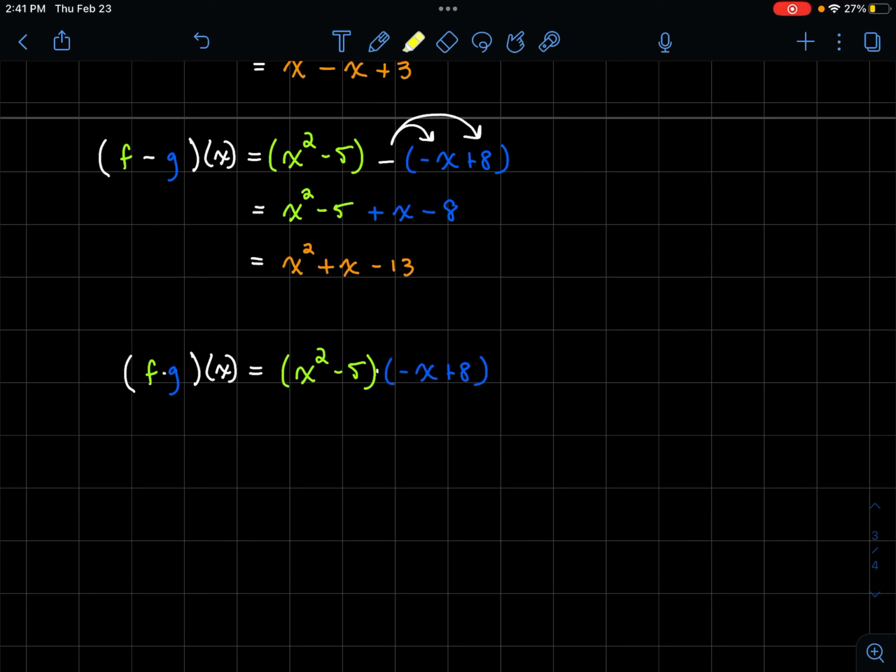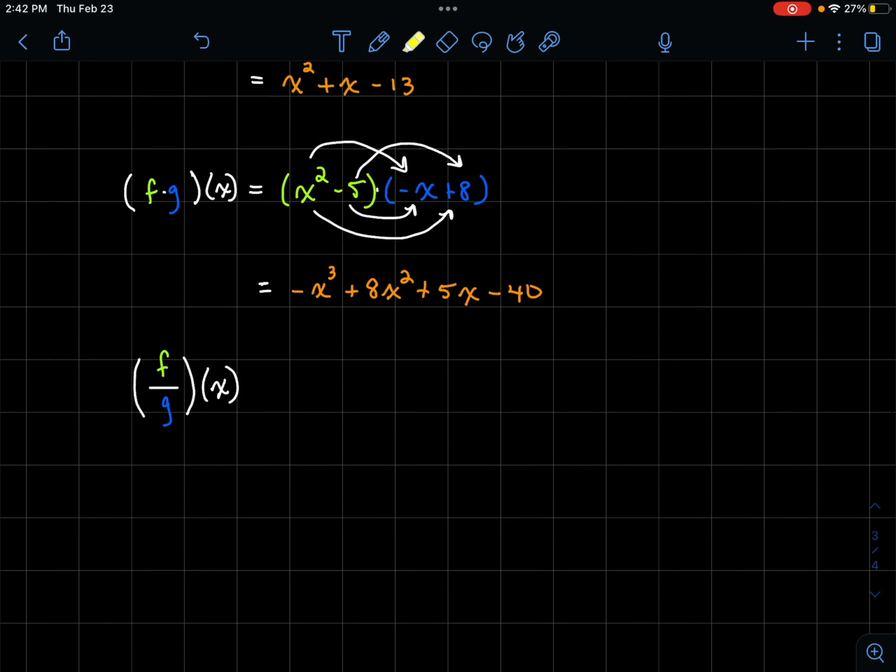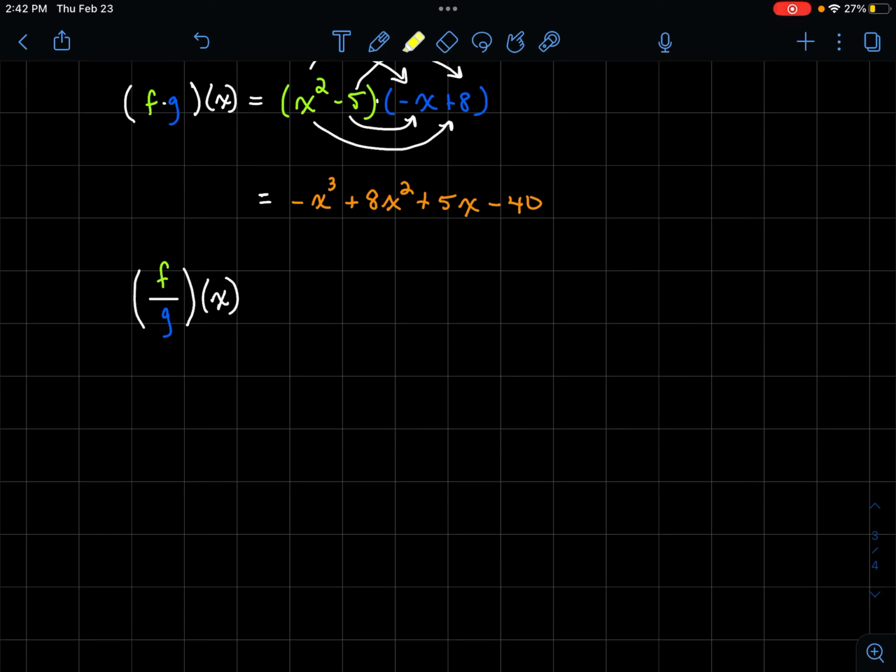Okay, the third operation, f times g. Let's take green times blue. There's my green function times the blue, and more foiling here. So we go first, x squared times negative x, we get negative x cubed. We go outside, x squared times 8, we get plus 8x squared. Then we go inside, negative 5 times negative x, that will give us a positive 5x. And then for the last term, negative 5 times 8, we get negative 40. If you scan through the problems, you'll see we have no like terms, so that polynomial right there will be our answer for f times g.